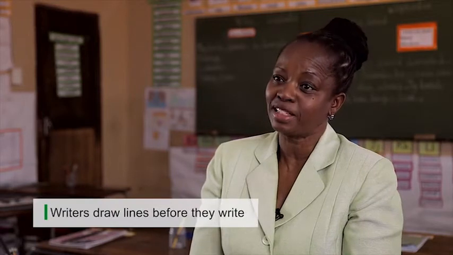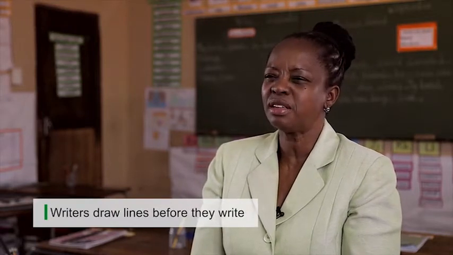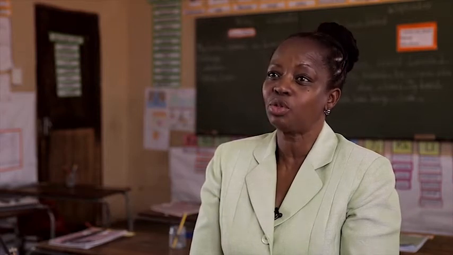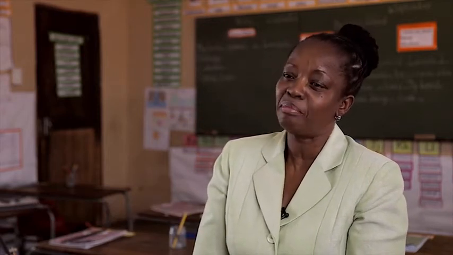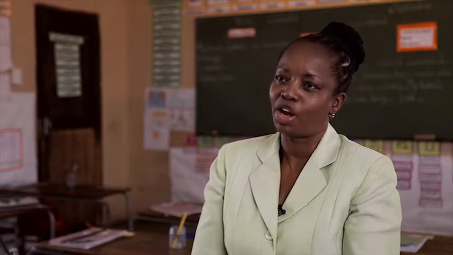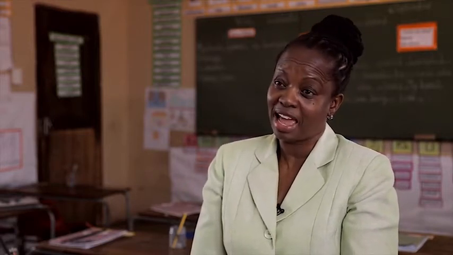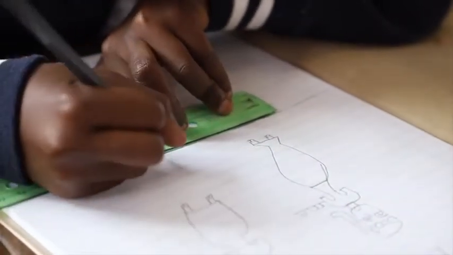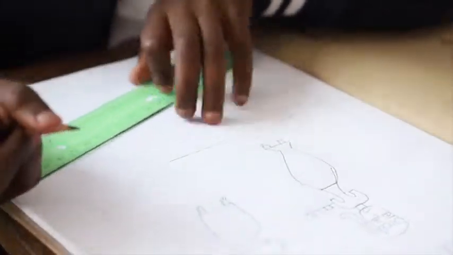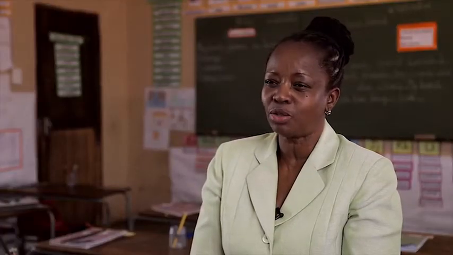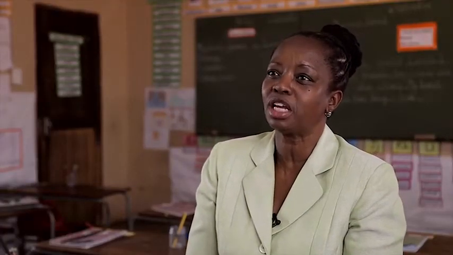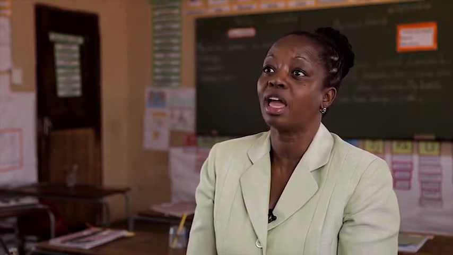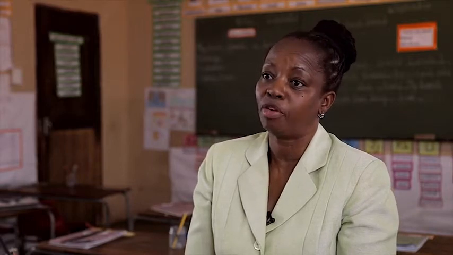Writers draw lines before they write. The reason for that is that learners must know how many lines they have to draw based on the number of words that they have to write. And also, the length of the line must almost be equal to the length of the word that they're going to write. And as they draw lines, they also attend to punctuation. They also attend to using the capital letter at the beginning of the sentence or where they have to write the name of a person.